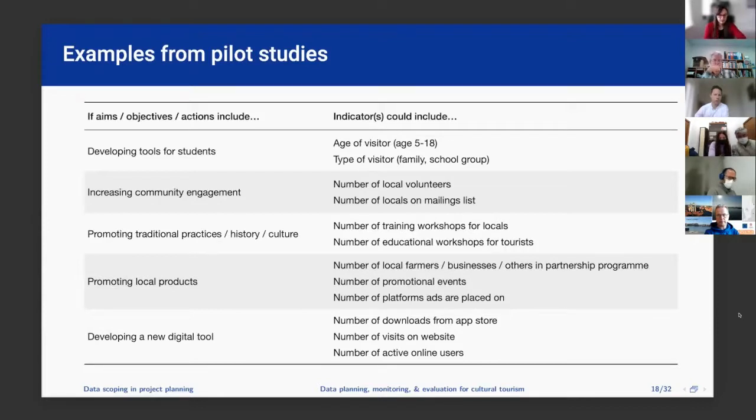If you want to increase community engagement, how are we going to measure that? How do we know if the community is more engaged? You could, for example, collect a volunteer list and have the number of volunteers. You could have a mailing list and collect the number of people who are locally on that mailing list. If we're talking, for example, about developing a new digital tool, well, you can have the number of downloads from an app store. You can have the number of visits on a website. If, for example, they have user accounts, you can see how many people go and use our tool regularly. They come back. They don't just visit it one time.